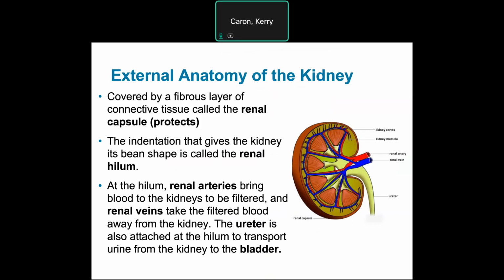At that renal hilum, we have vessels entering and exiting. The hilum has renal arteries that bring blood to the kidneys to be filtered, and then renal veins that take the filtered blood away from the kidney. So arteries in, veins out. Also in the hilum is a ureter, which is attached to the hilum and connects to the bladder. So the waste products, the urine, gets moved from the kidney to the bladder.